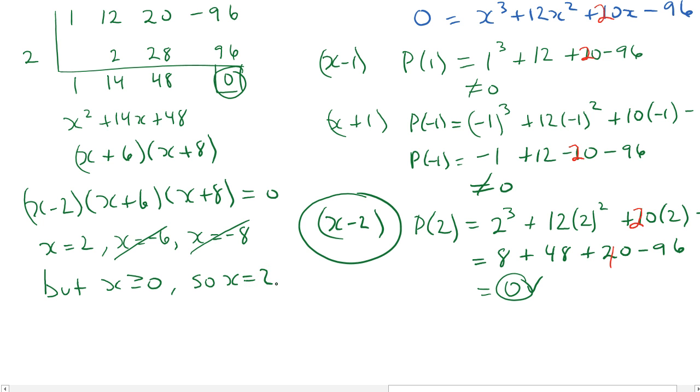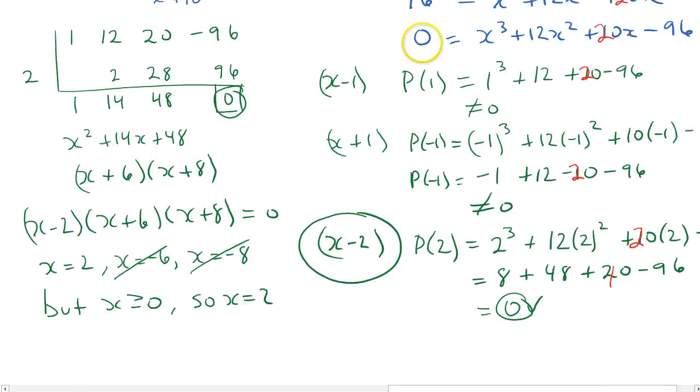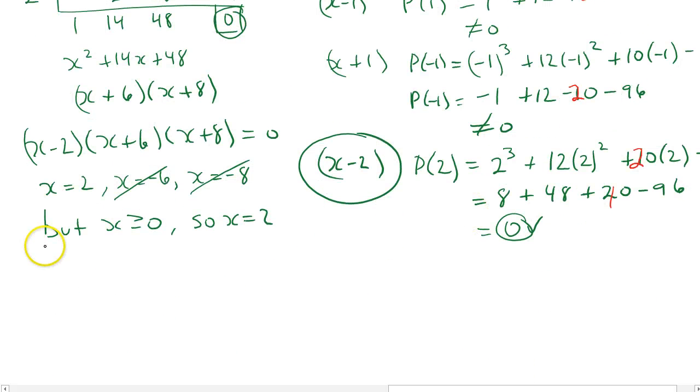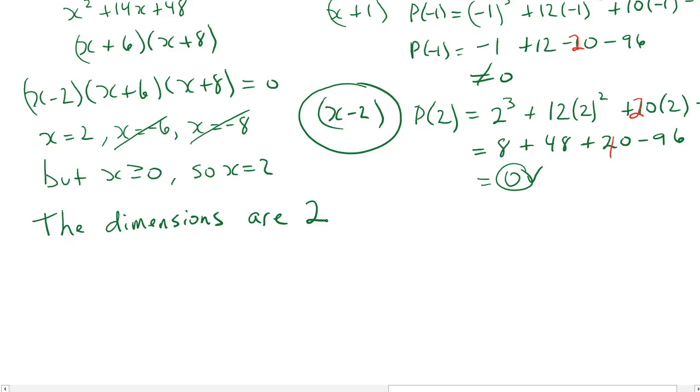Alright, so we got the answer for part B, find all possible values of x, given that the volume is 96. Now the last one is state the dimensions of the box. So the dimensions are, if x is 2, it'll be 2, 4, and 12. So 2, and what were they? I think centimeters. 2 centimeters, 4 centimeters, and 12 centimeters. Okay, so that would be the last one.